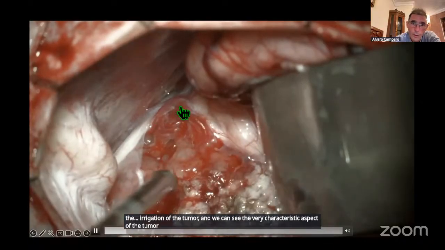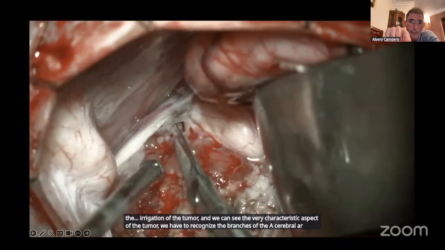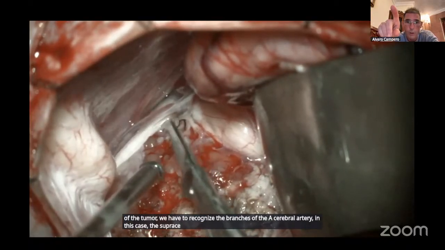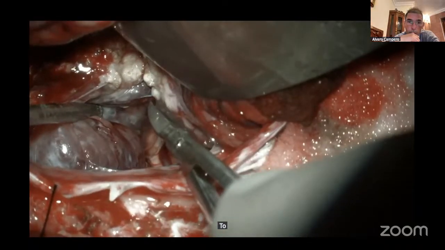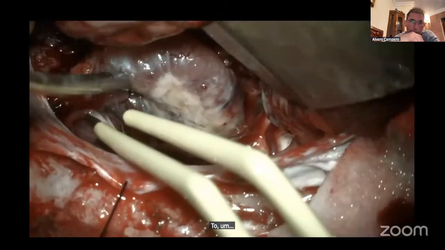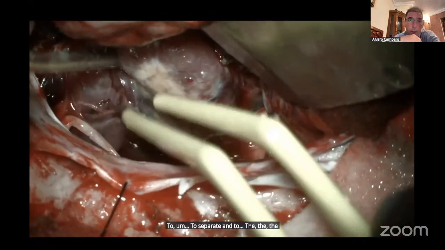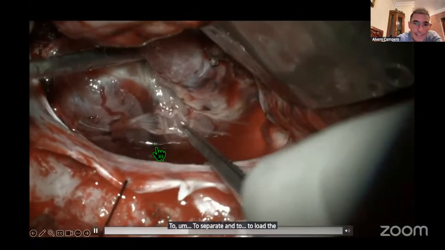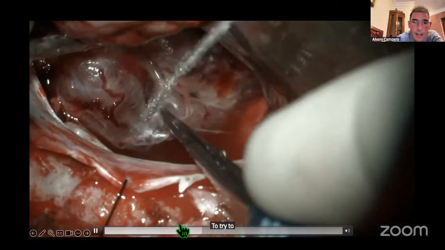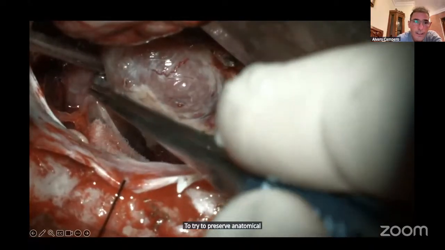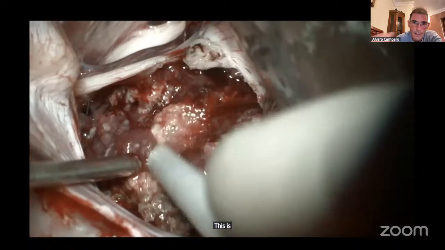We have to recognize the branches of the cerebral artery, in this case, the superior cerebellar artery that goes to the tumor in order to separate and to devascularize. And this is the very important thing, to try to preserve anatomically and functionally the lower cranial nerve. This is our main goal.